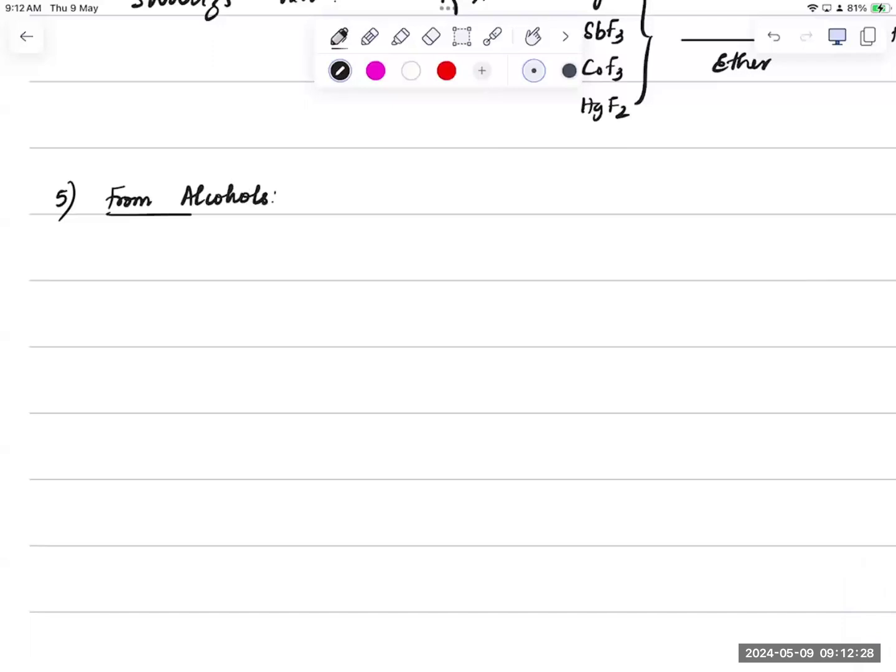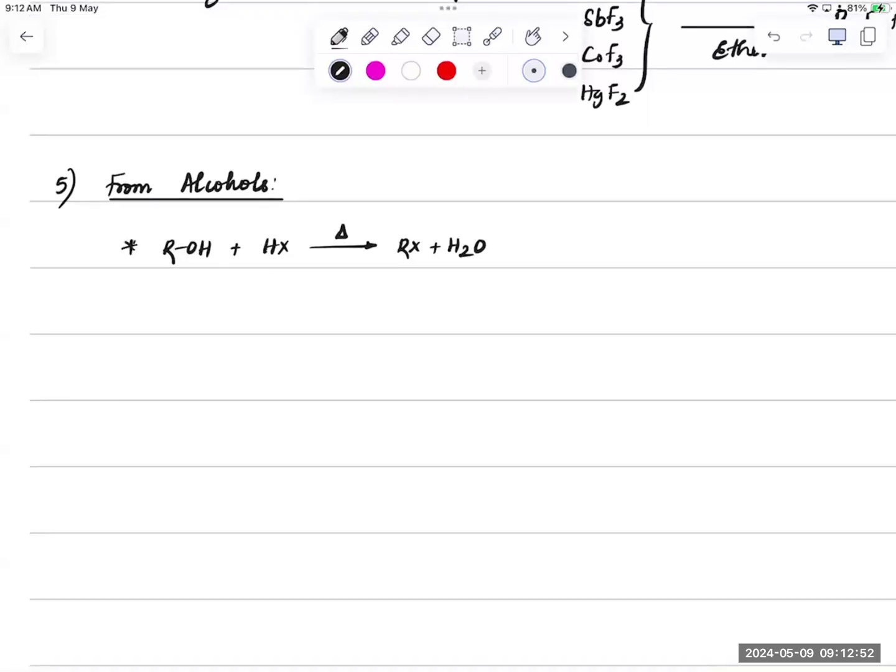Just now we have learned Lucas reagent. That is the same thing. If you take ROH plus HX with some heat, it is essential to drive the reaction in the forward direction. So we will get RX plus H2O. Heat is also essential to remove the product here. This is the first one.